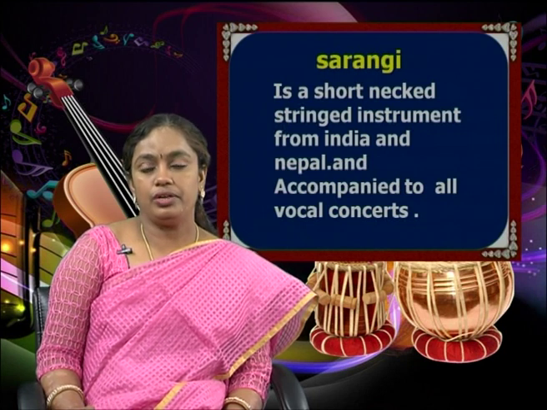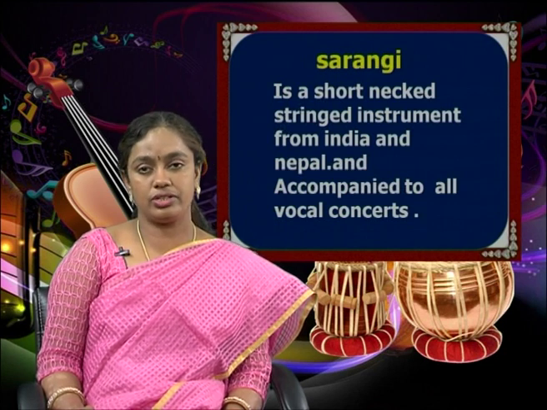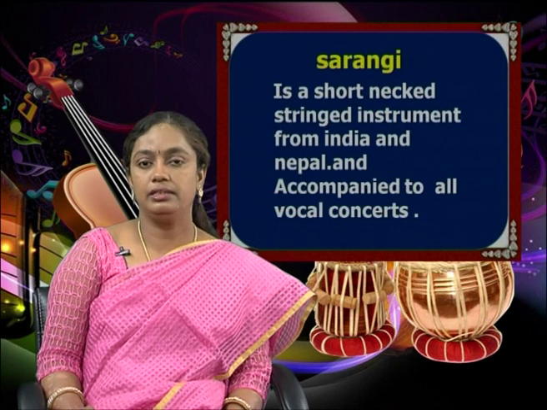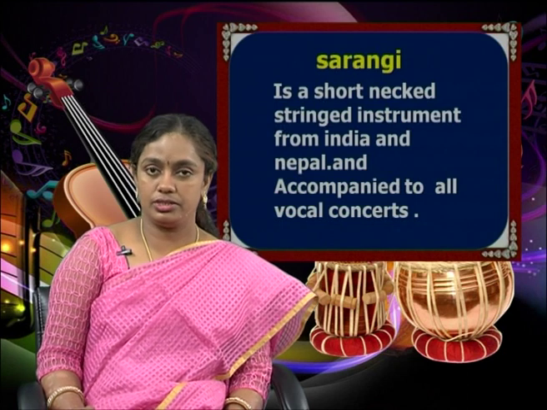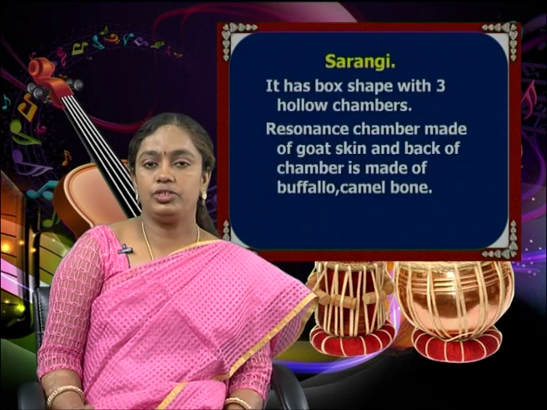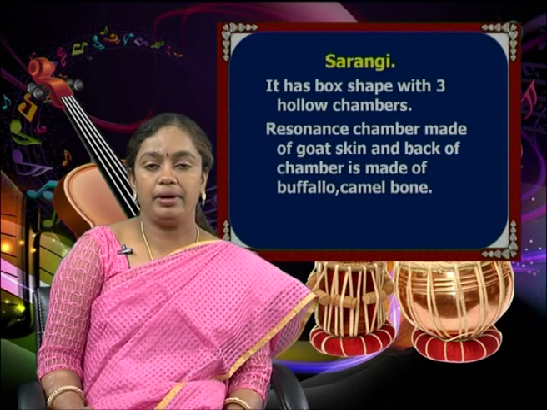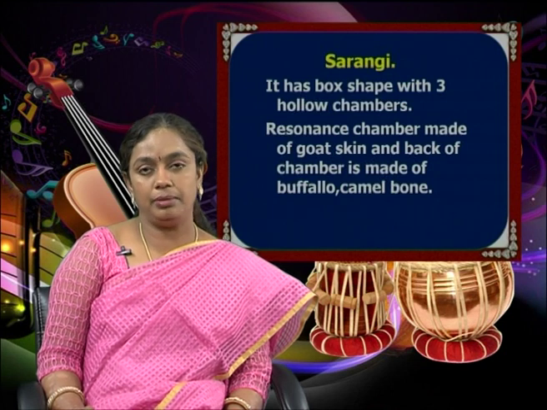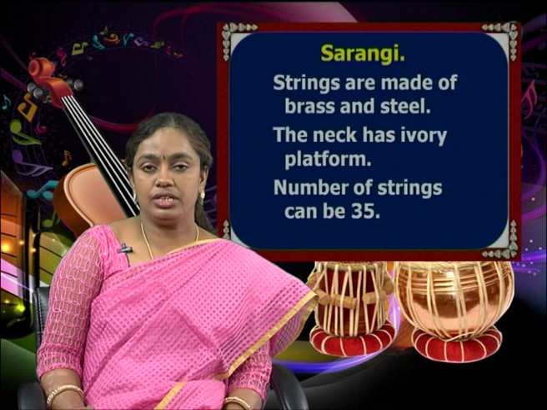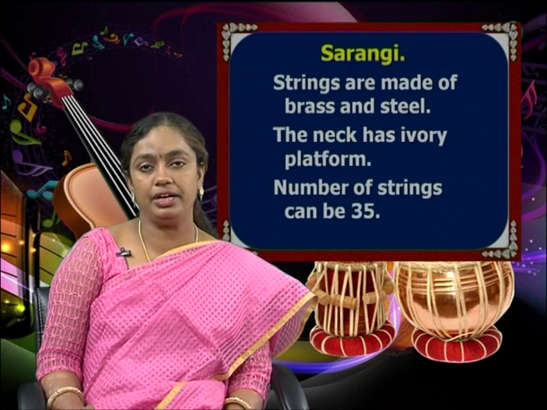And now let us move into another instrument, that is sarangi. Sarangi is a short necked stringed instrument from India and Nepal and accompanies all vocal concerts. This is a picture of sarangi. It has a box shape with 2 hollow chambers and a resonance chamber made of goat skin, and the back of the chamber is made of buffalo or camel bone. And the strings are made of brass and steel. The neck of sarangi has an ivory platform to play the notes and the number of strings can be 35 or more.